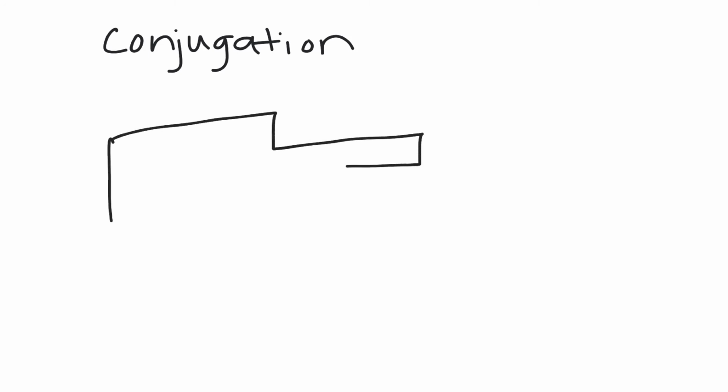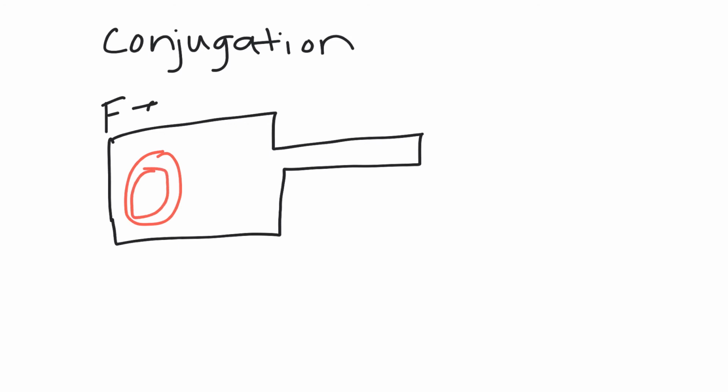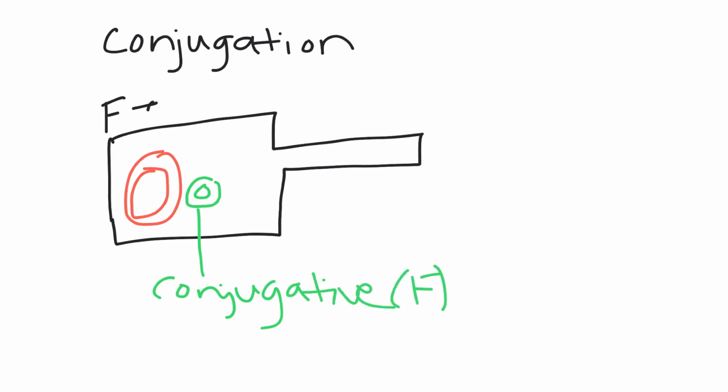Another conjugation scenario, and like I said, there are multiple ones, but this one I'm going to draw. Okay, so here's our F plus cell. It has our DNA in it, and I'll draw it like this time. This is our conjugative or F plasmid.